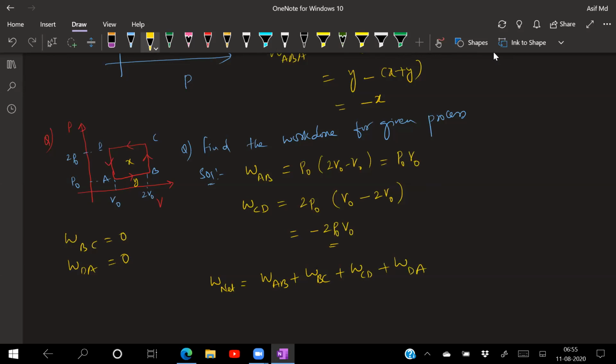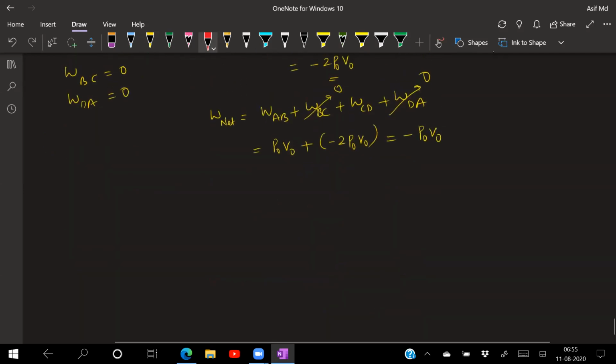So in this one, what are becoming 0 for me? B to C is becoming 0 and D to A is also becoming 0. That means we'll be getting the negative. So it is P naught V naught plus minus of 2 P naught into V naught. So this will be equal to minus P naught V naught. Minus P naught V naught will be the answer. Clear? Yes, sir.